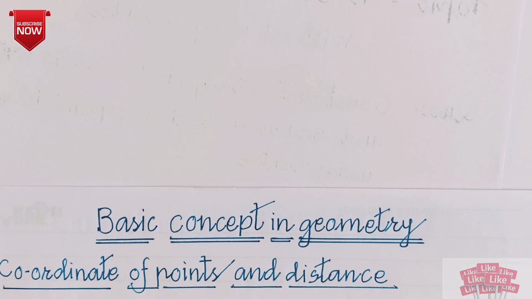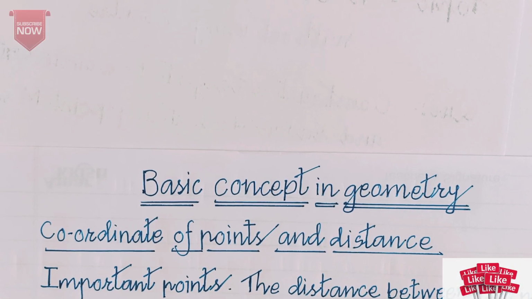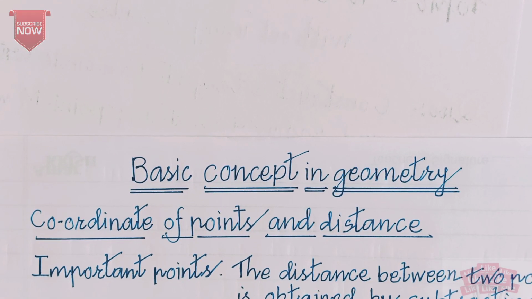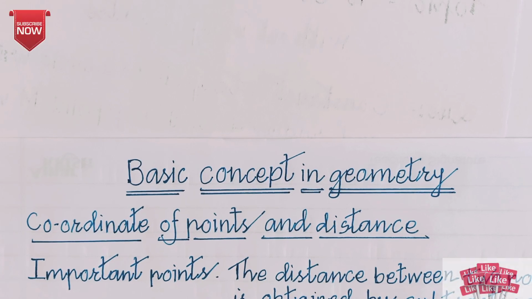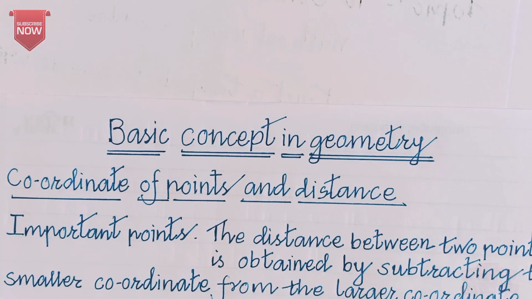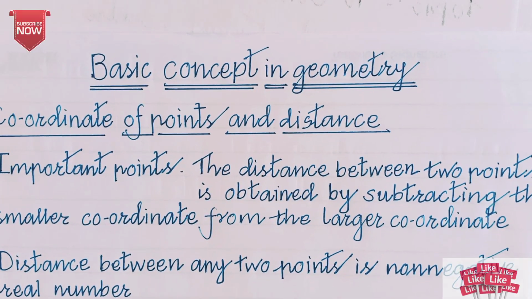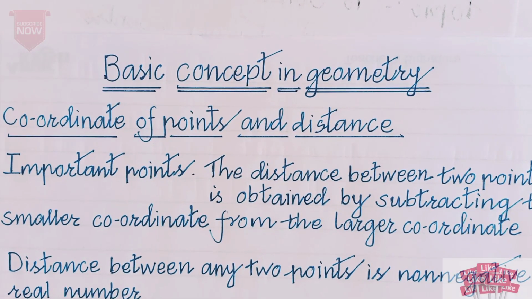Namaste friends, in today's mathematical show we are going to see basic concepts in geometry, coordinates of points and distance. As we know, on a number line we can see various points. On the left hand side all the negative numbers are there. On the right hand side all the positive numbers are present. So in this case we are going to see some questions, some problems.